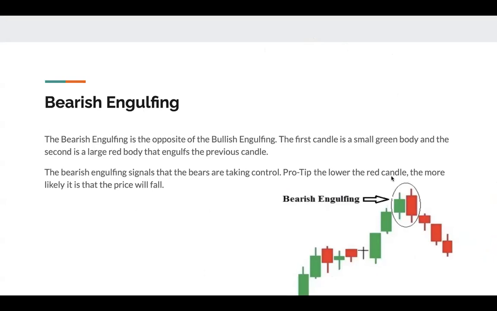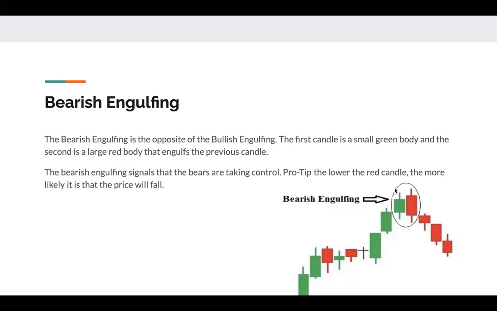The first candle is a small green body, and the second one is a large red body that engulfs the previous candle. If you can memorize the 5 candles, you'll literally be good. These are the only candlesticks that I trade. These are the only ones that most traders trade. You know, hedge funds, they just keep it simple. They don't try to do all that extra stuff.